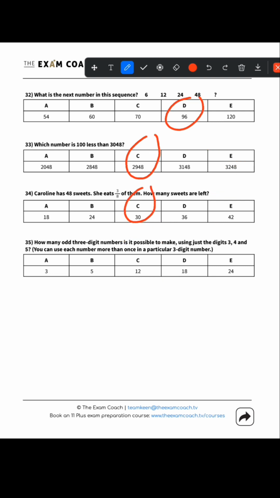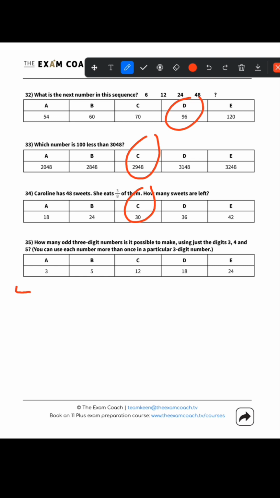35. How many odd digits is it possible to make using digits 3, 4, 5? You can use each number more than once in a particular number. So let's work out all the possible outcomes. To make it an odd number, it has to end with an odd digit. The odd numbers given to us are 3 and 5. 4 is an even number, so our number must not end with 4. Now, all the possible numbers that we can make with 3, 4, 5 that must not end with 4.